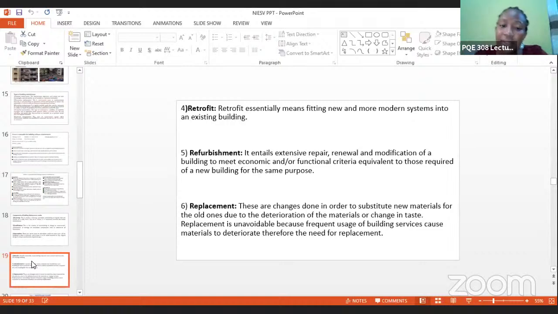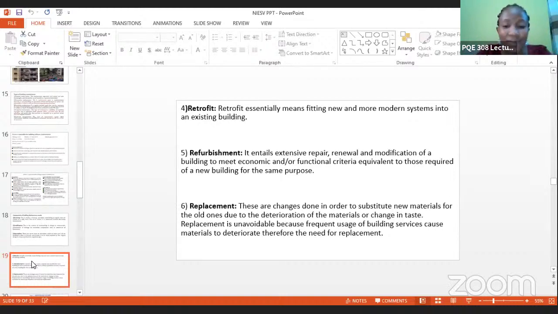Now, retrofit essentially means fitting new and modern systems into an existing building. Probably you have this type of design and you think, I went to my friend's house yesterday and if you see how they constructed their kitchen, you want a modern one, because the world evolves. What we are using now that we think is the latest, in maybe 10 years' time, I'm sure it will be outdated. So you need to introduce new material or a new structure, a new system, new fittings into your house. So that is retrofit. You are fitting new and modern systems into an existing building.